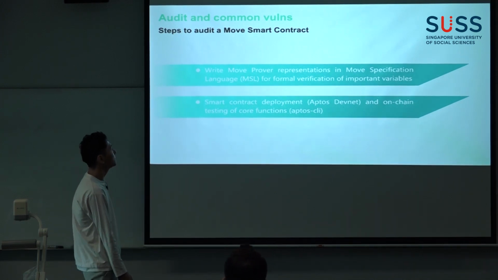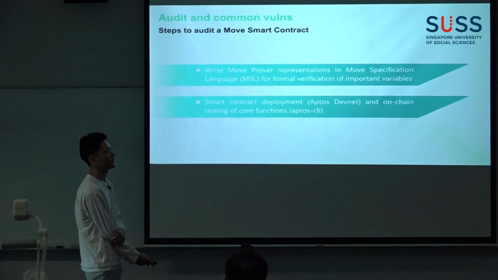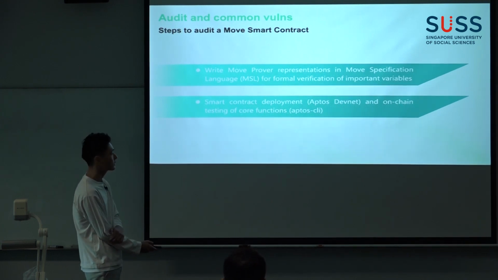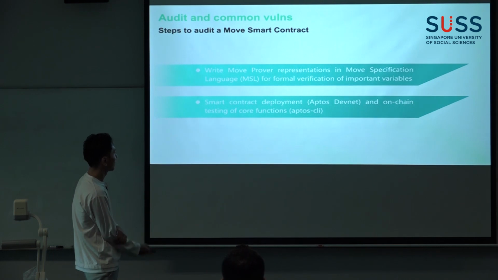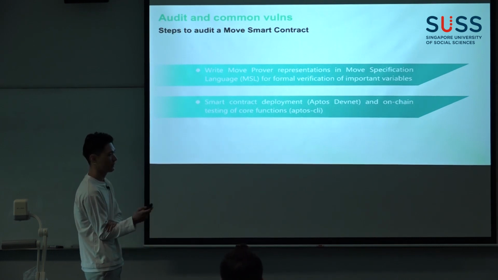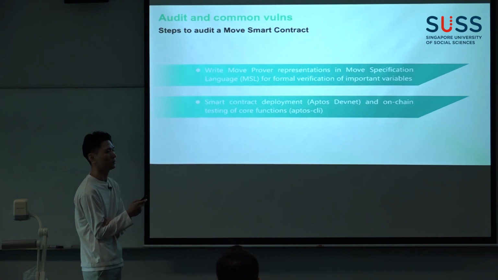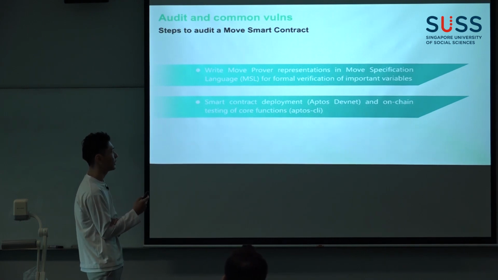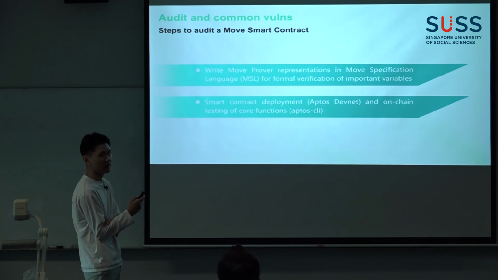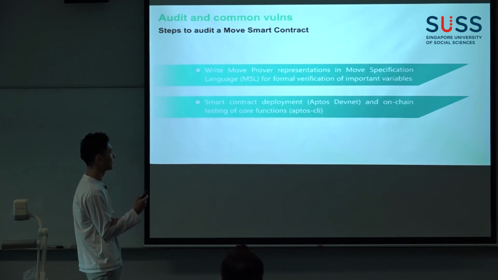To use the Move Prover, we need to write Move Specification Language, MSL. This enables the Move Prover to perform formal verification on our important variables. And after we formally verify some important properties, we can continue to deploy the smart contract on the DevNet, like we did yesterday, to perform some on-chain testing of core functions. We can use either a CLI or a GUI for that.